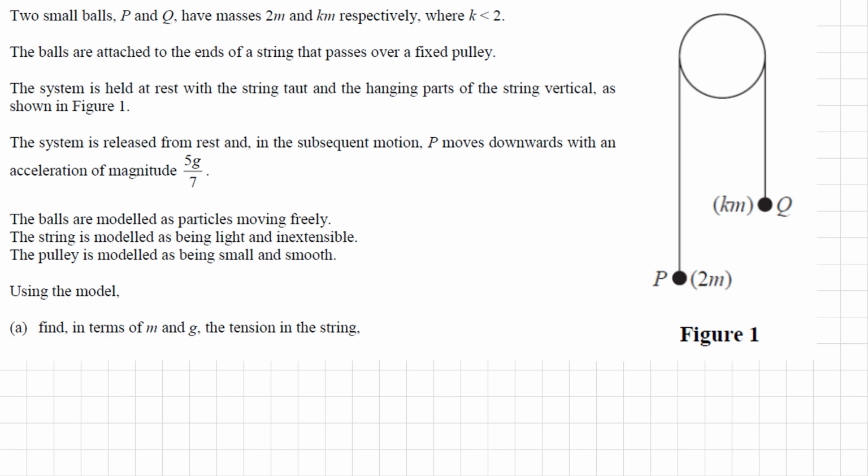Okay, so the first thing I need to do is to put all of the forces on this diagram. So I'm going to start with the weights. The weight of P is 2mg and the weight of Q is kmg. Because it's attached to a taut string, that string that's stretched and not floppy, we're going to have tension. The tension always pulls away from a particle, so we'll have T going up.